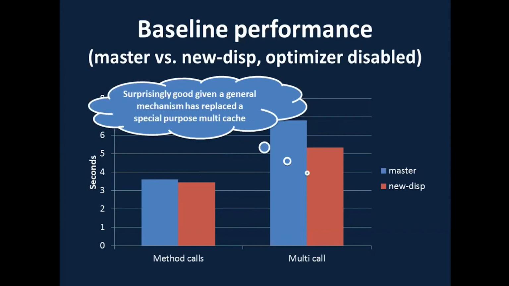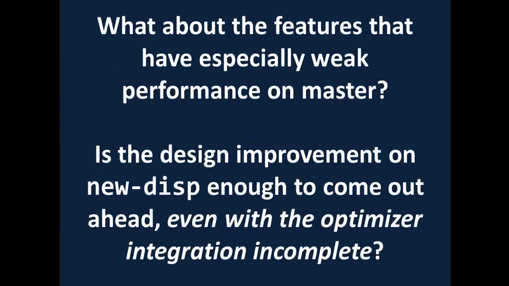And yeah, as I mentioned, this is a result that was a bit better than I expected. So I'm relieved about that one. The other thing that we might ask is, well, UDisp was aimed at trying to speed up a bunch of things that are really bad on master. Is the new design good enough that even without the complete optimizer integration, it can show an improvement already?